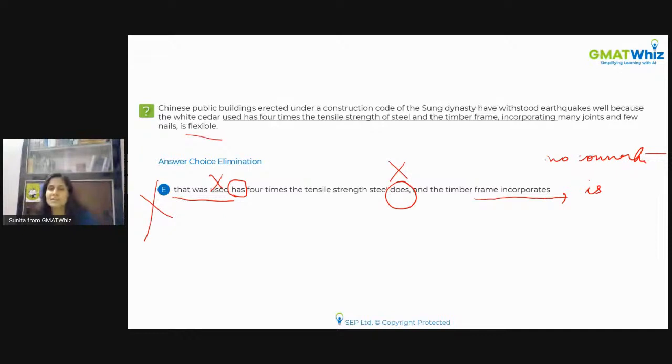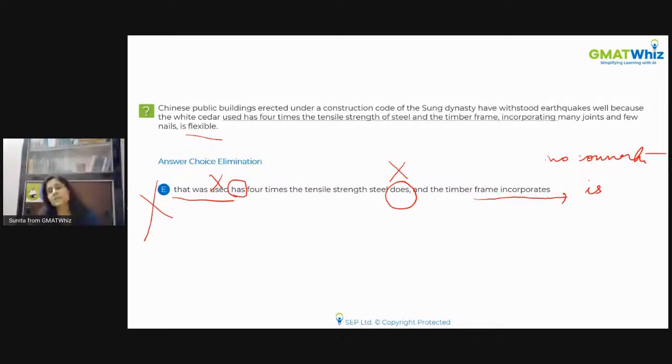All right. So Jason is asking, how do I find that the timber frame being talked about in option A is the one used in the building? Jason, the analysis always has to be in the context of the sentence. We're talking about buildings, okay? And we are talking about why they have withstood the earthquake well, okay?